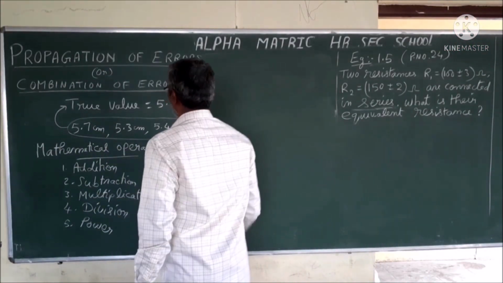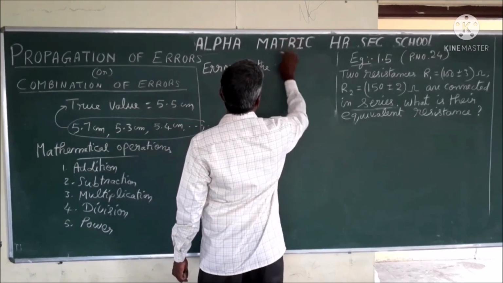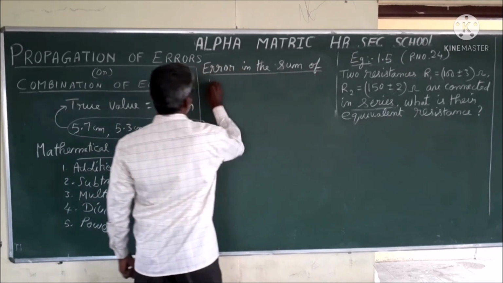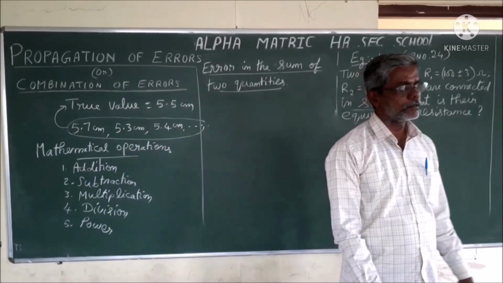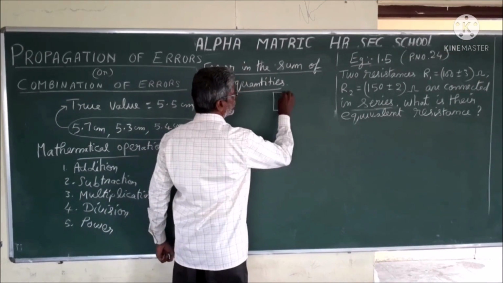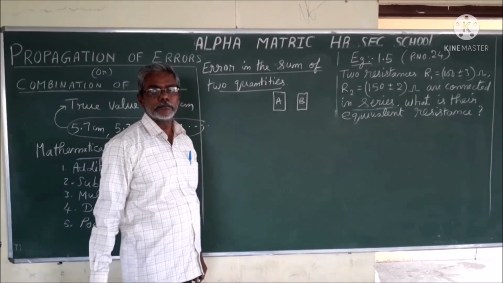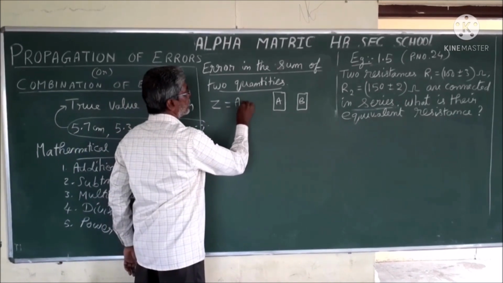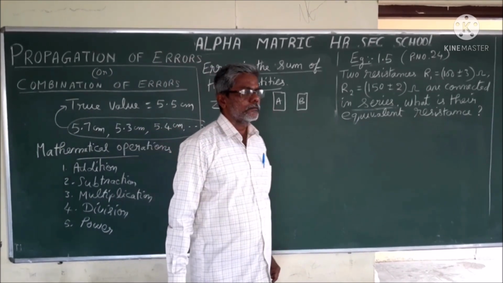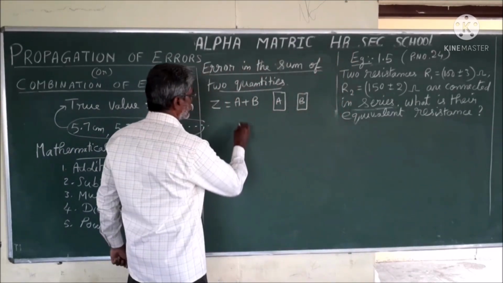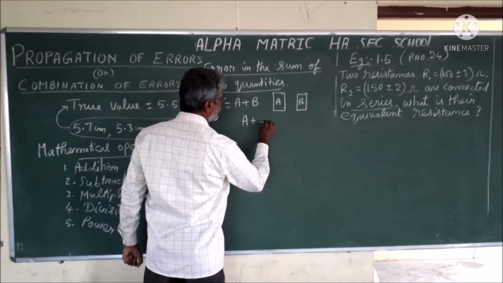Now, you will see the error in the sum of two quantities. Let us consider two buildings. The height of this building is A and the height of this building is B. If I add these, I will write Z is equal to A plus B. In physics, if I measure the height of this building, there will be some error. That error will be represented in the form of delta. So the actual height is A plus some error.